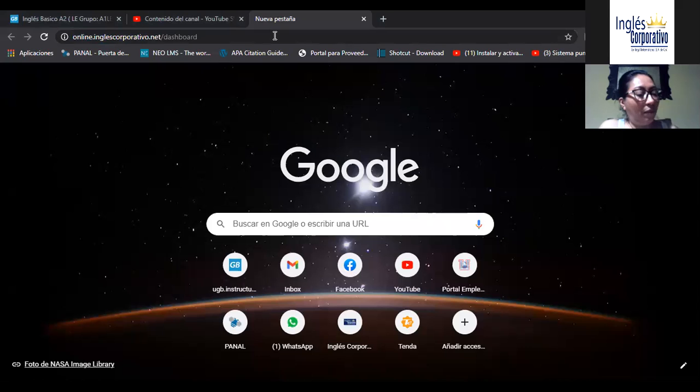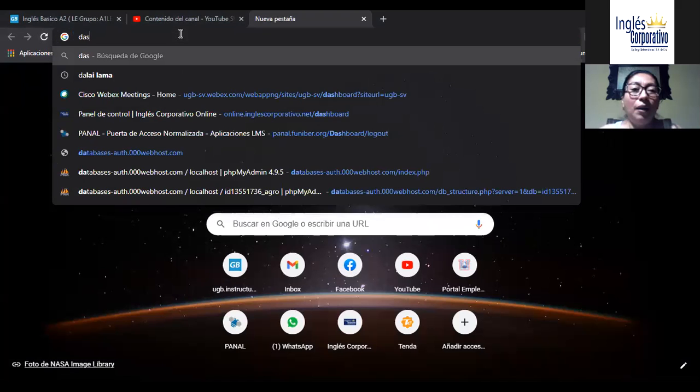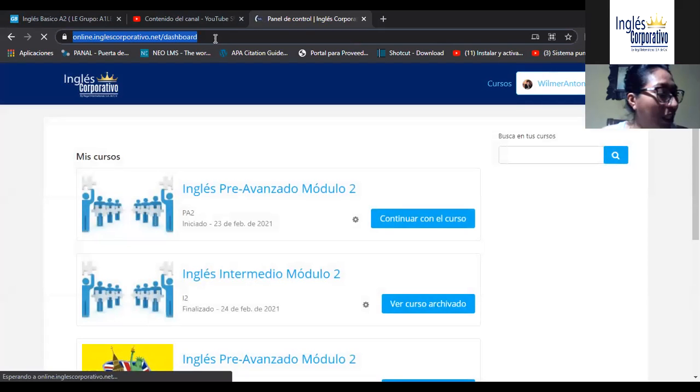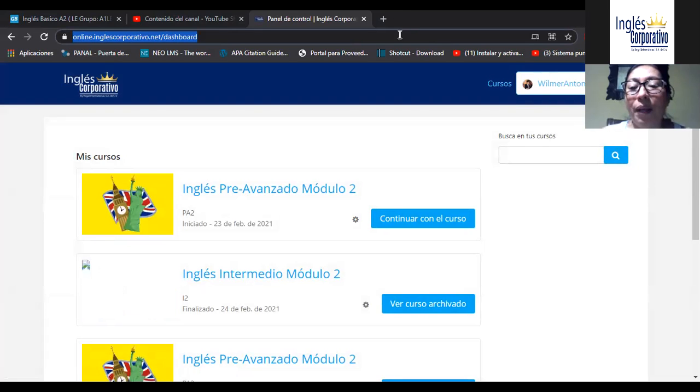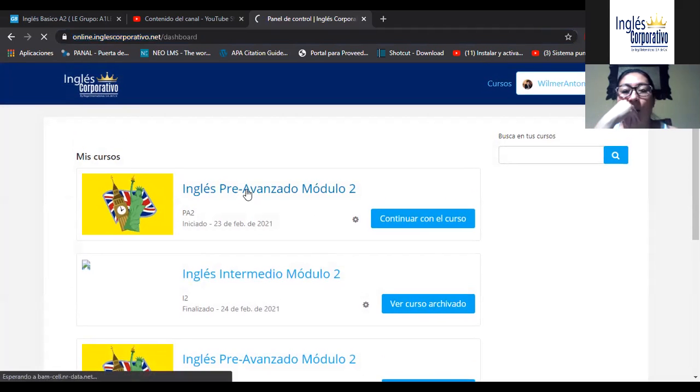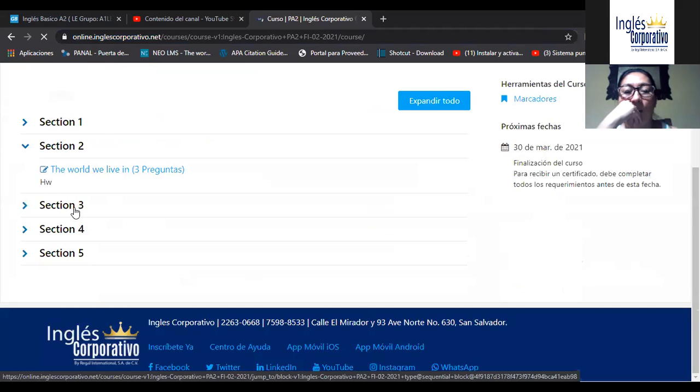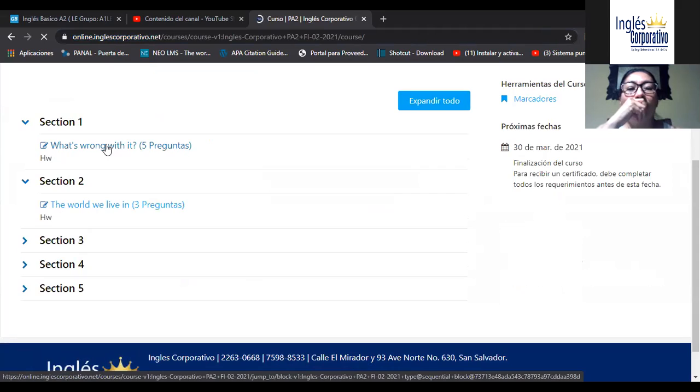Dashboard. Okay, we're going to enter the platform. Okay, it's not working. How do you say, quiero aprovechar el tiempo para decirle? Well, it could be like, I want to advantage. Advance. Is it section 1, 2, or 3? Section 1. Okay.